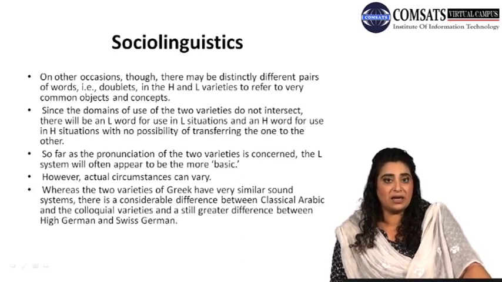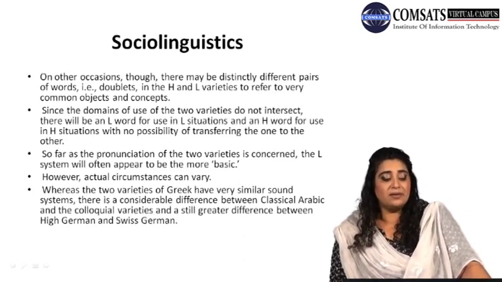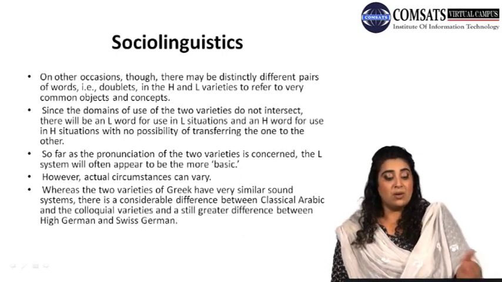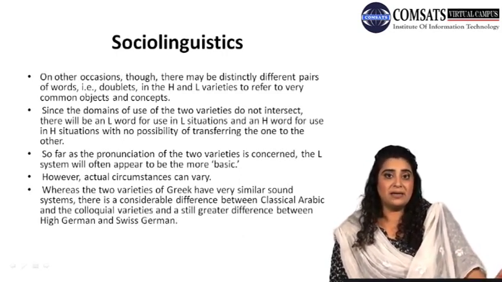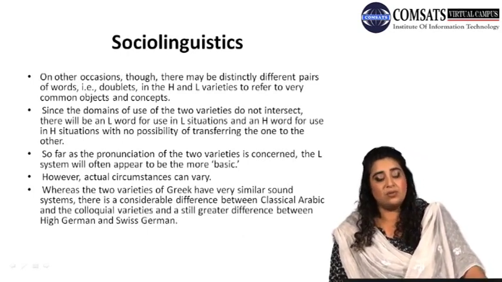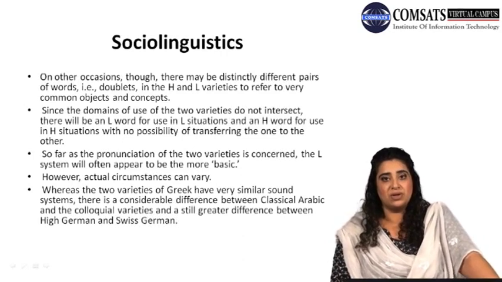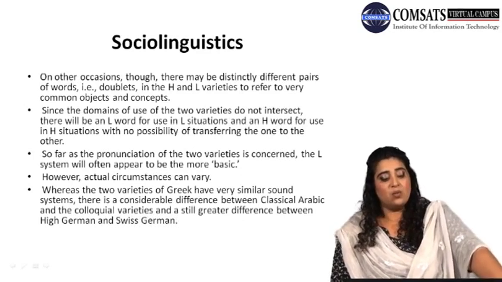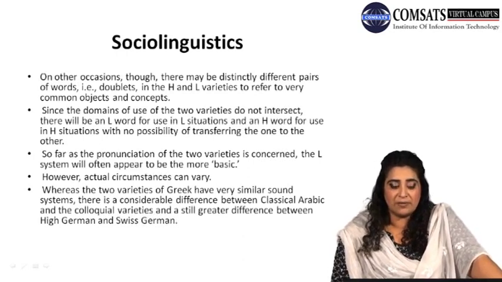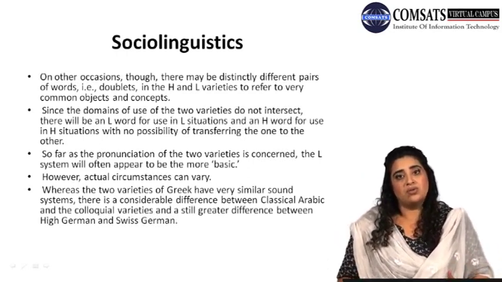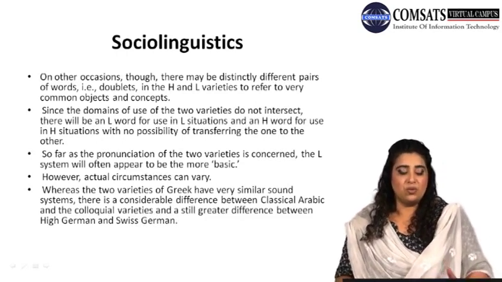Whereas the two varieties of Greek have very similar sound systems, there is a considerable difference between classical Arabic and the colloquial varieties, and a still greater difference between High German and Swiss German. So even though the sounds would be familiar, and we might have very close sounding pronunciations for similar words, there would be a huge difference between classical Arabic, the traditional Arabic used in literature or in the Holy Book, and the common conversational Arabic, the colloquial variety. Or you can say the difference between High German and Swiss German. Swiss German would be an alteration of the language, not that high and pure.